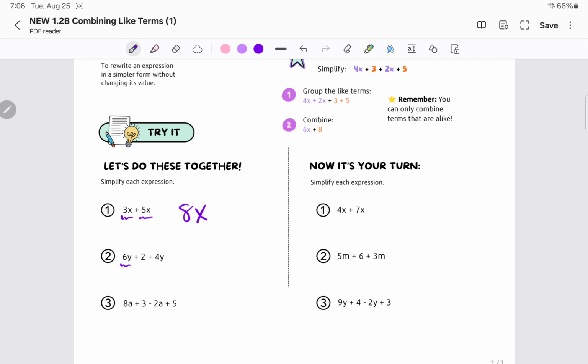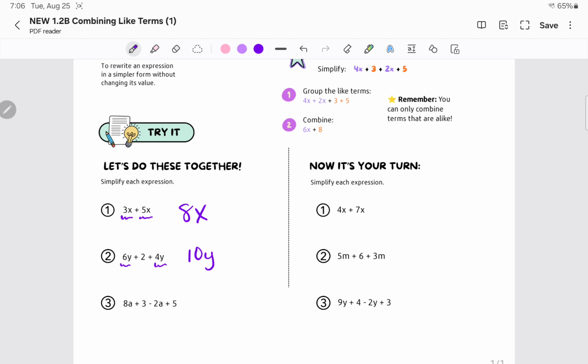Now, what are my like terms with 6y? Is 2 a like term? No, there's no y there. But 4y is a like term. So I can combine 6y and 4y. I take the coefficients, the numbers in front, and add them together. 6 plus 4 is 10. Don't forget the variable on there, which is y. So I've combined now 6y and 4y to give me 10y.